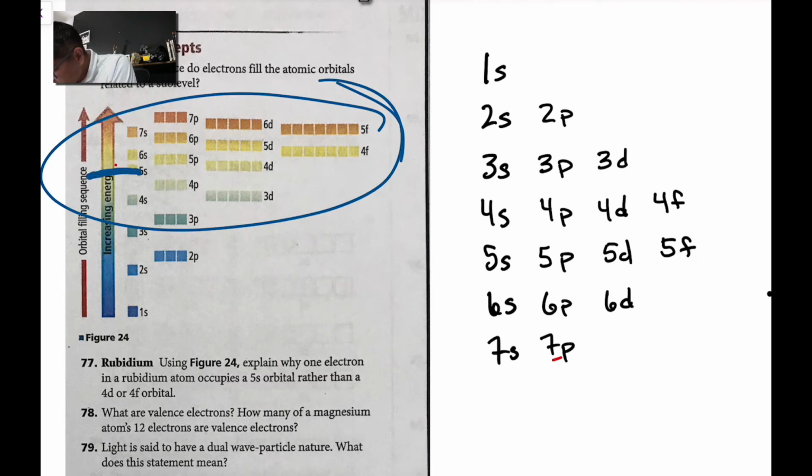So you're like, okay, so you're like 5s, and then what's next? Okay, 4d. But then what's the next level? 6s or 5p? Well, you can notice that 5p is slightly lower than 6s, so you know 5p has to be next, right? And then after that, 6s, and then you got to keep going.